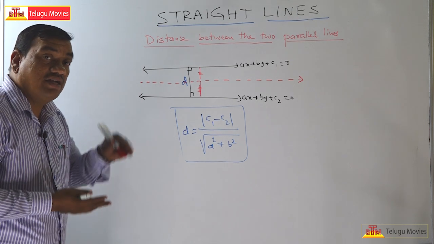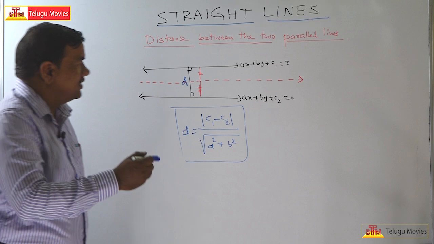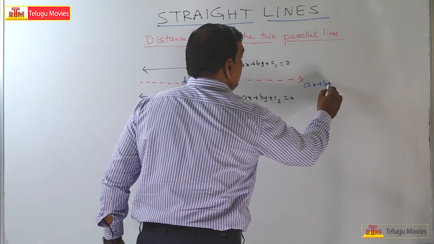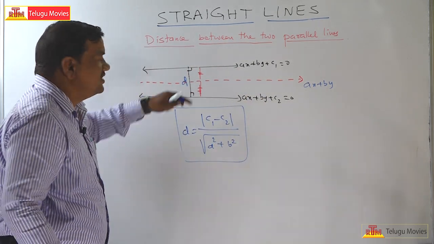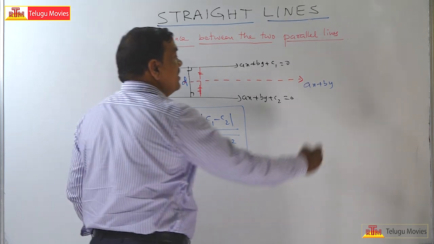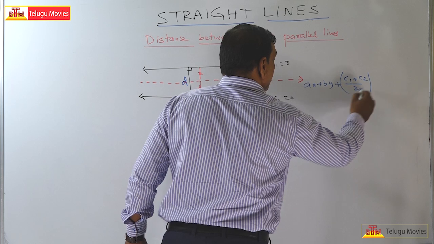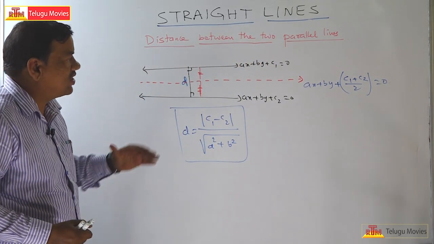So, the equation of the line which lies in between two parallel lines is given by the formula Ax plus By, that is obvious. Since it lies in the middle, the constant is given by (C1 plus C2) by 2 is equal to 0. So here also, learn the same concept.